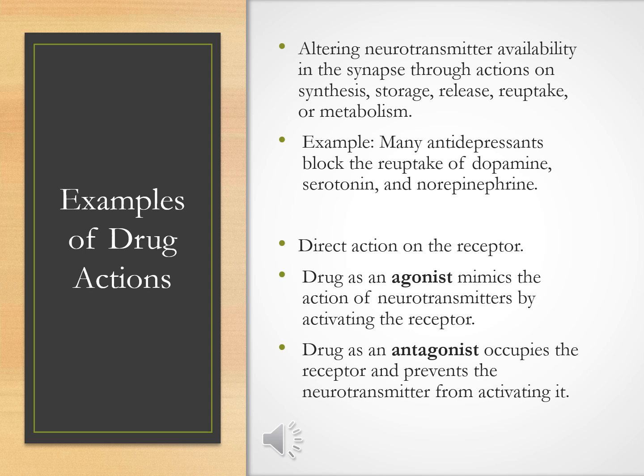Examples of drug actions. Through actions on synthesis, storage, release, reuptake, and metabolism, drugs can alter the availability of the neurotransmitter in the synapse. Another way a drug can exert its effects is directly on the receptor. A drug can act as an agonist by mimicking the action of the neurotransmitter and directly activating the receptor, or it can act as an antagonist by occupying the receptor and preventing the neurotransmitter from activating it.